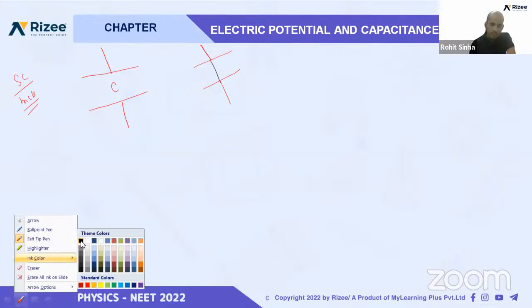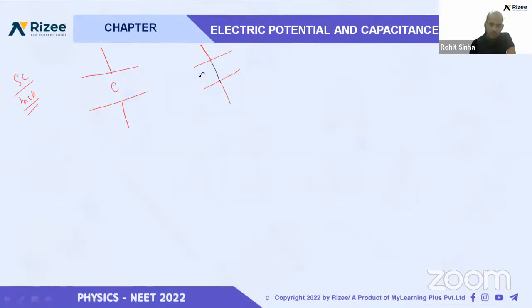Then this capacitance C will become C by 2 and C by 2, and both will be in parallel connection. It becomes equivalent to C by 2 here and C by 2 here. First thing you should remember.